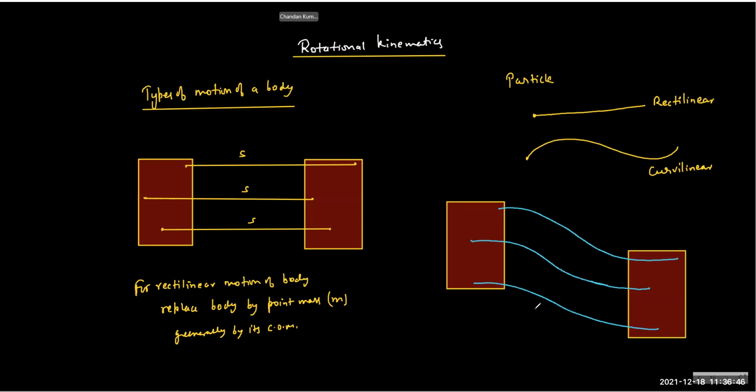So in a curvilinear path, the body will not tilt. It will remain in the same orientation, but it will just travel in a way such that each particle will travel in a parallel path. But this parallel path will be curved instead of flat or straight. So this is called curvilinear motion.